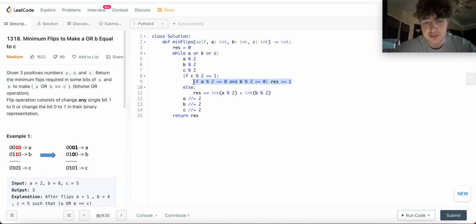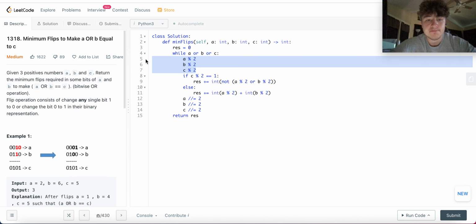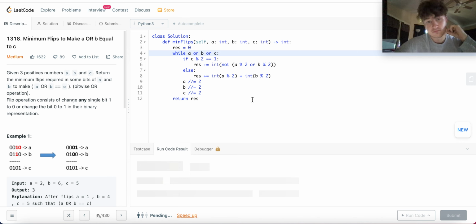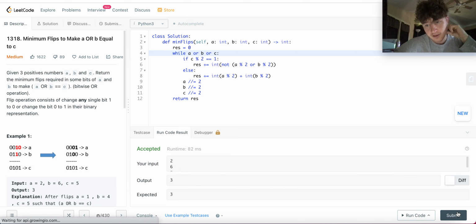And I can convert this into a similar code. I say we only add 1 to res if it's not the case that A mod 2 or B mod 2. So that's the same thing as saying if not A and not B. So if they're both 0, then we'll add 1. If at least one of them is a 0, we don't have to worry about it. Okay? And then we just do this to res. We don't need this anymore. And then we're done. All right, and then let's submit.